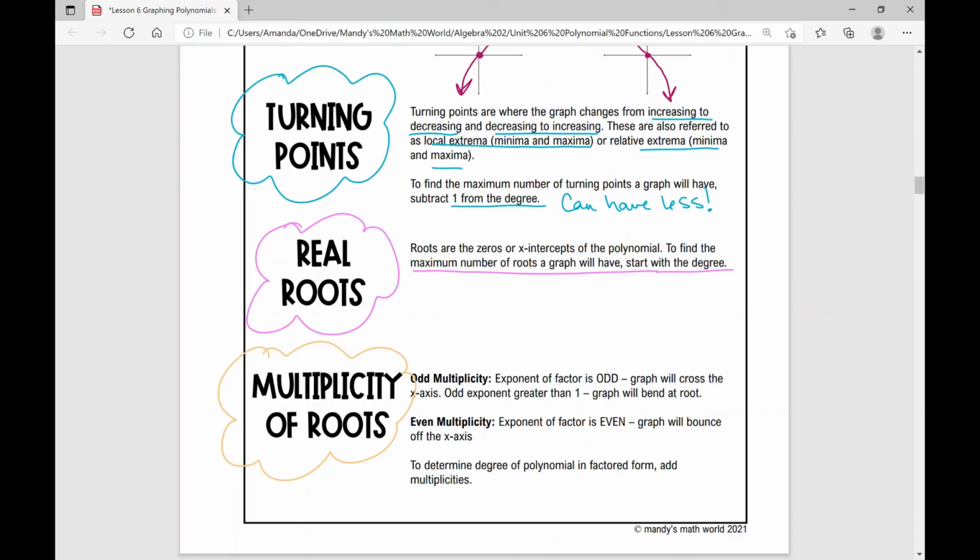Odd multiplicity, that exponent right outside the parentheses when it's in factored form: if it's odd, the graph will cross the x-axis. An odd exponent greater than 1, it'll bend. So it'll cross, or it'll bend. Even multiplicity, if the exponent is even, the graph is going to bounce off the x-axis. So to determine the degree of the polynomial in factored form, we add the multiplicities.